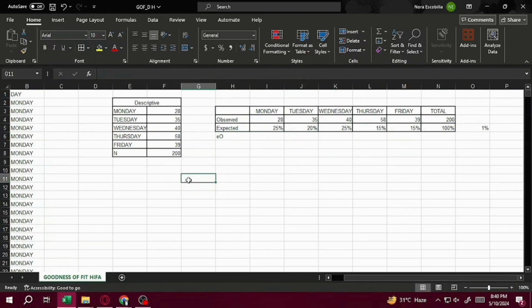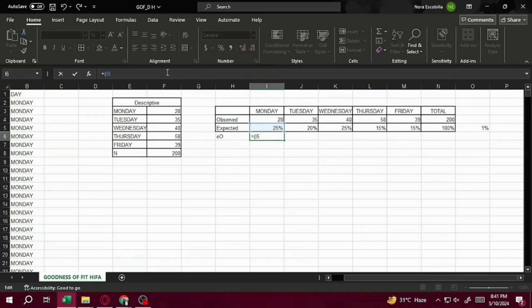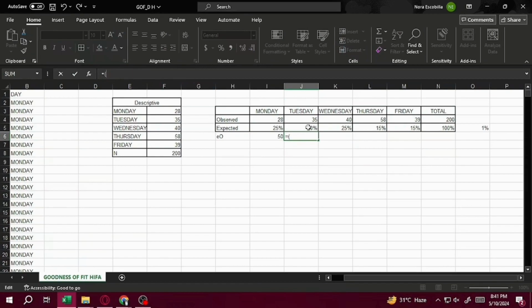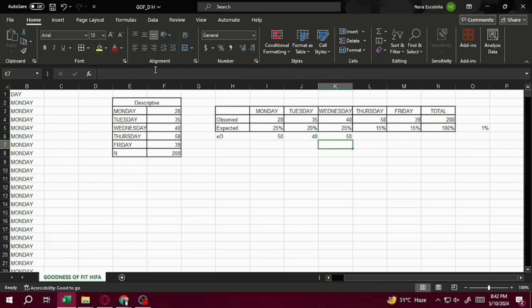Since we already got our observed and expected values, the next thing we need to do is get our expected observation values. To get the expected observation values, always remember the formula for computation: E, or expected, times summation of observation, and the result will be the expected observation. For example, for our Monday, we have 25% or 0.25, and the total value of observed is 200. Now, we can multiply it together and we have 50. Same goes for the others.